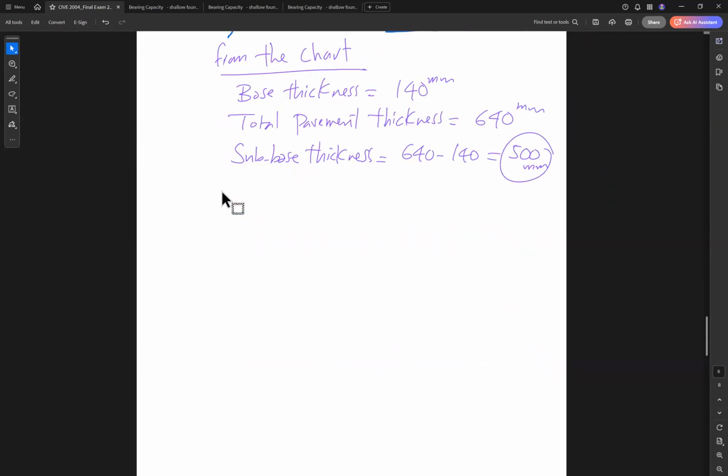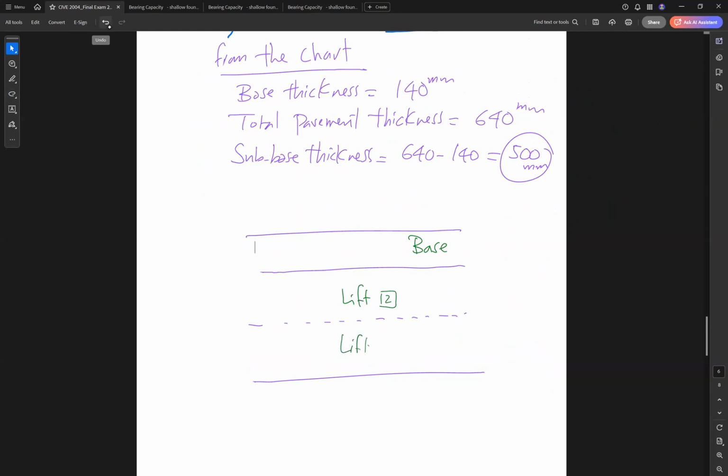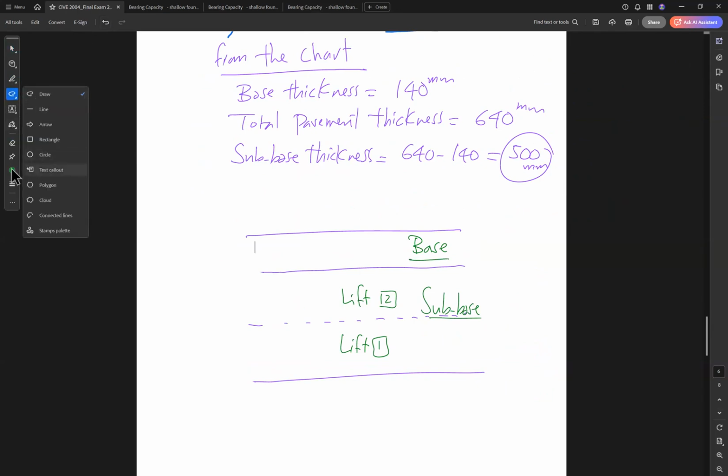So if we draw a sketch for the layers, this is the base, this is sub base, and this is lift 1 and lift 2. The thickness, one of two, like the number, just because lift 1 will be made up before lift 2, so we will put the bottom layer first, and then.